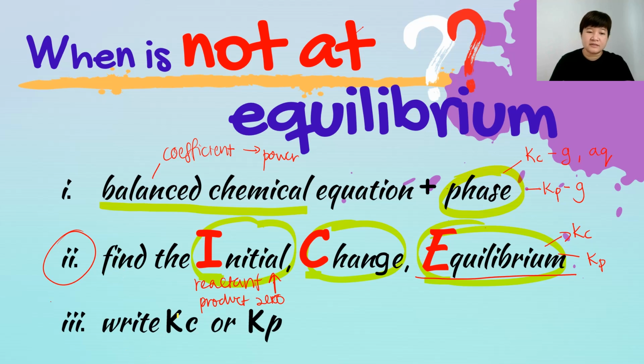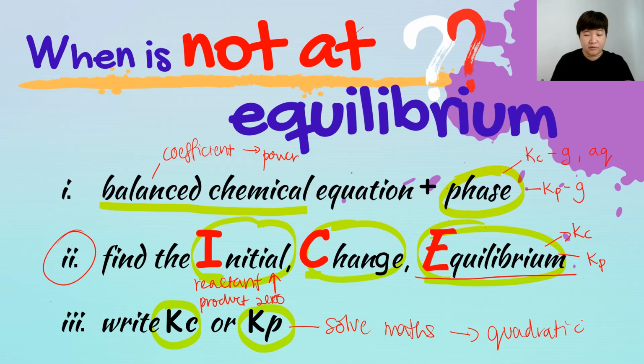And last but not least, generally you are going to proceed by writing the Kc or Kp depending on the question, and then you are going to solve the mathematics. The mathematics that we have today will play a lot with quadratics. We are going to play a lot with your x squared and so on, so we are going to find the unknown over here. Don't worry, I will guide you through with all the examples that we're going to look into later on.